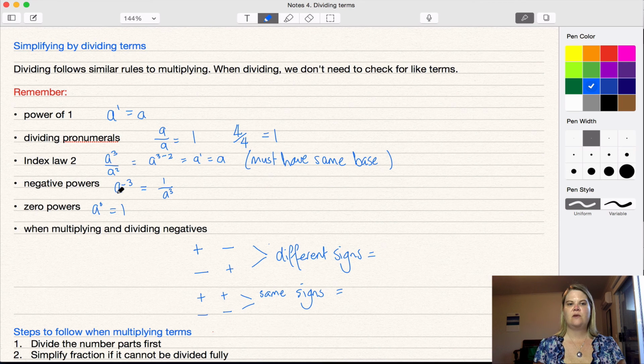Negative powers: if you've got any base to a negative power, you can put it on the bottom of a fraction and make it into a positive power. Zero powers: a to the 0, anything to the power 0 is just 1. There's no a in it anymore.